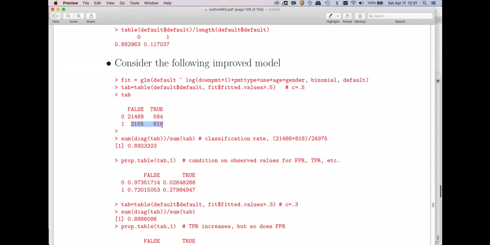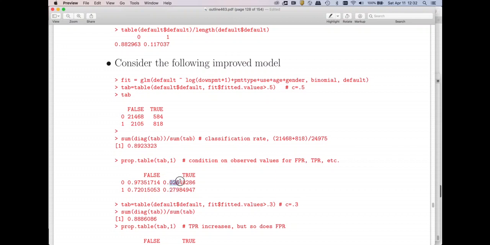And if I take 818 divided by that sum, I get 28%. If I take 2105 divided by that sum, I get 72%. So the correct interpretation of, let's just take this number, is as follows. I would say 28% of the people who default are predicted by my model to be bad. So of the true cases, of the true positives, my model's right about 28% of the time. So that's the true positive rate.